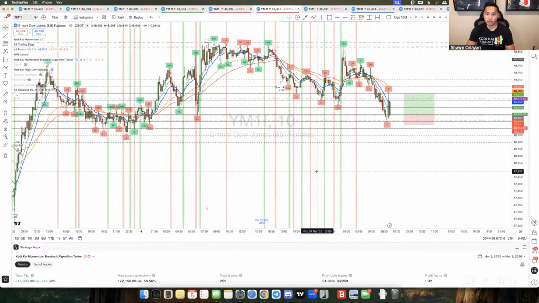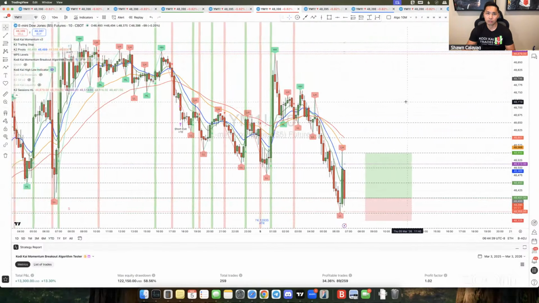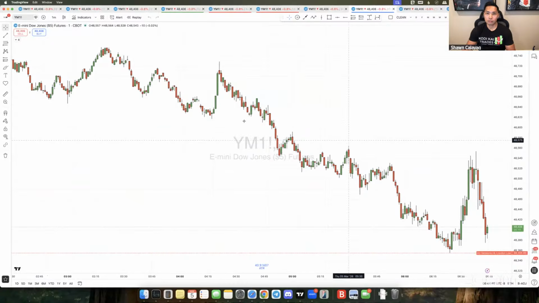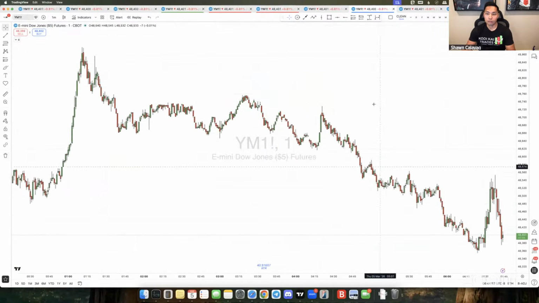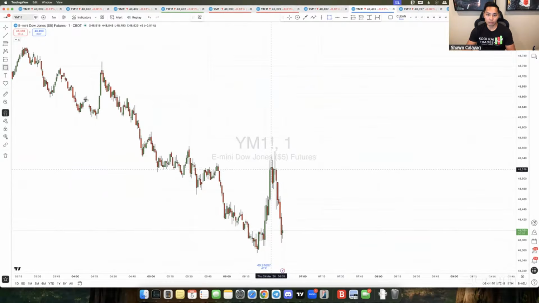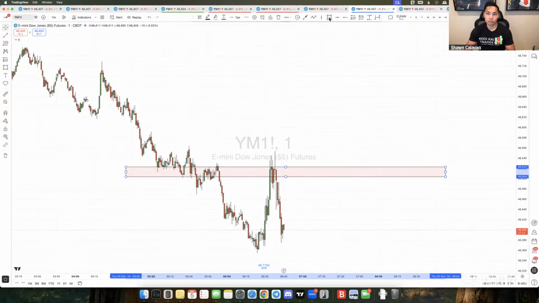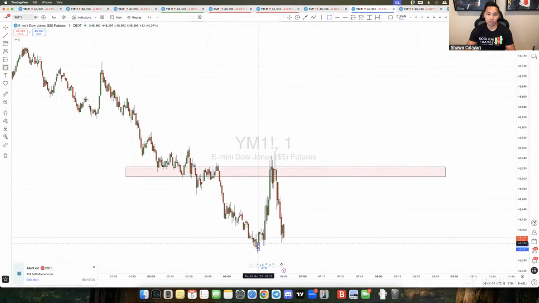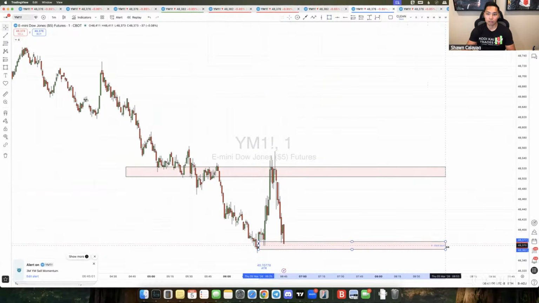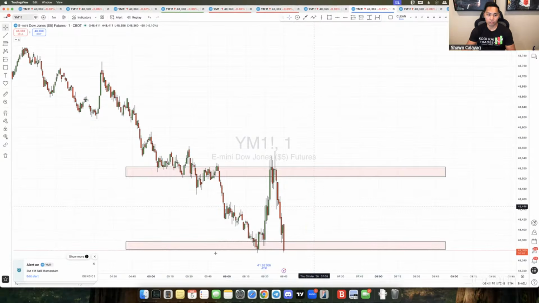Kind of follow it here, see where this ends up going. Here's the clean chart. I'll mark up structure here so you guys can have a better idea of where price is currently consolidating and ranging from. There's not really too much here to work with. It's just consolidating and ranging from this lower point.